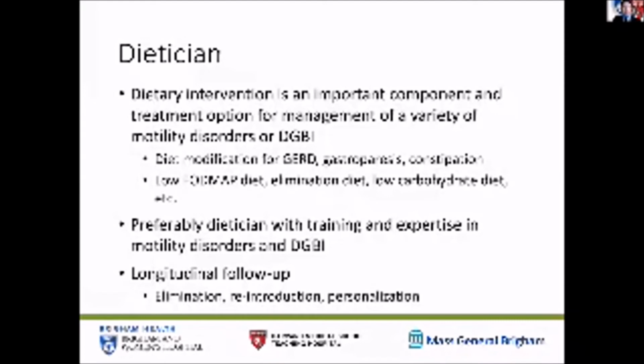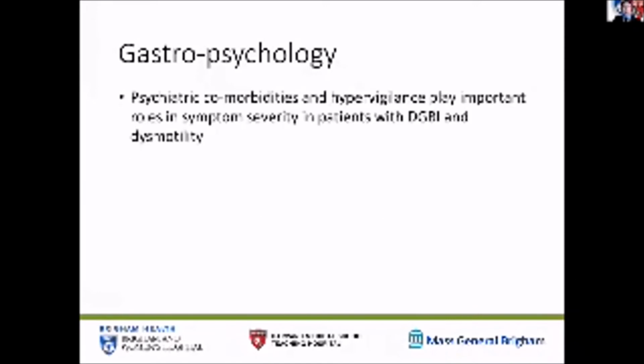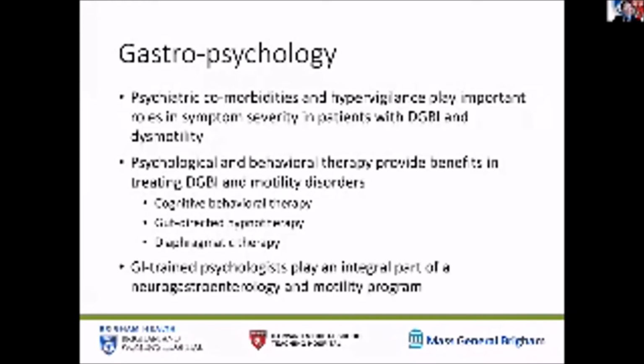I know there'll be a talk about gastro-psychology later, so I'm not going to go into a lot of details, but we know that psychiatric comorbidities and hypervigilance play an important role in symptom severity in patients with disorders of gut-brain interaction and dysmotility. And a variety of psychological and behavioral therapies have been shown to provide benefit in treating these disorders. This may include cognitive behavioral therapy, gut-directed hypnotherapy, or diaphragmatic breathing. Having a GI trained psychologist to provide these therapies is going to be essential for a robust neurogastroenterology and motility program.